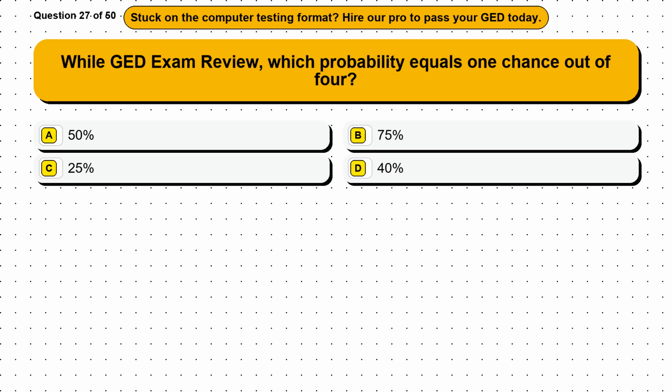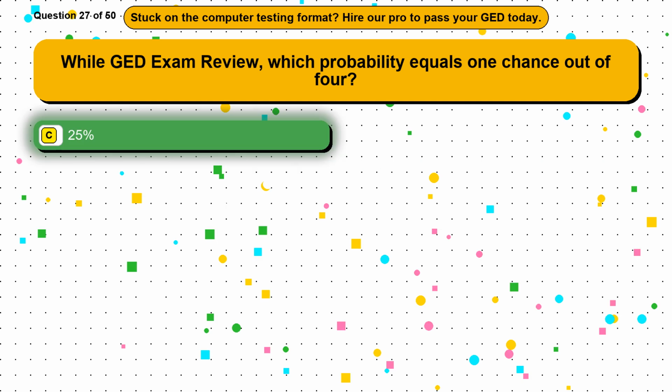Question 27. While GED exam review, which probability equals 1 chance out of 4? Option A, 50%. Option B, 75%. Option C, 25%. Option D, 40%. The correct answer is option C.